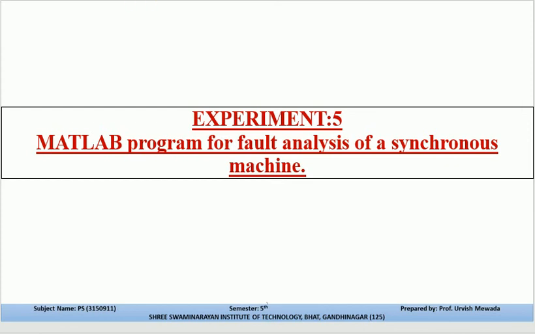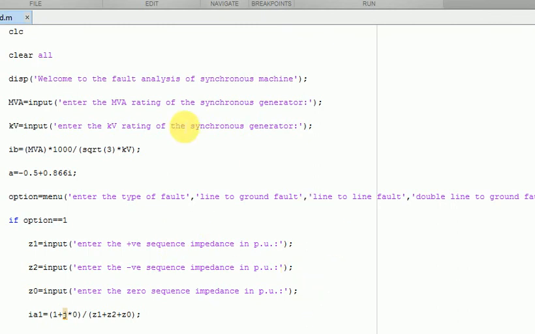So let us discuss. Okay, so this is the program that I have prepared for the solution of the synchronous machine faults. Let us start with the first command, that is clc. clc and clear all will clear all the previous entries which we put for the solution. So let us start with the program. Display will show the message: welcome to the fault analysis of the synchronous machine. This will be displayed first, and the second one is the MVA input.